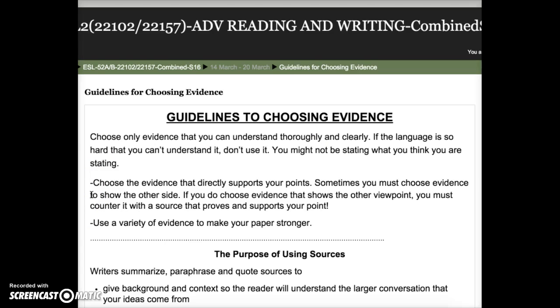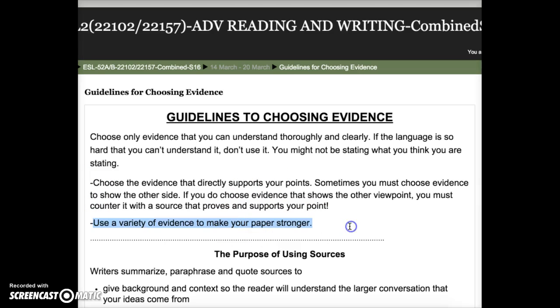Sometimes you need to choose evidence to show the other side. That's what I mentioned before, the counter-argument. And if you do choose evidence that shows the other viewpoint, then you must counter it with an explanation or more evidence that proves and supports your point. So we'll work on this idea of the counter-argument a little bit more, but it's a really good technique.